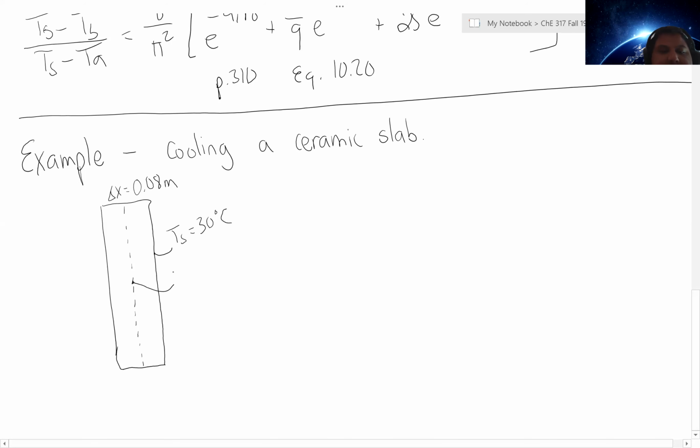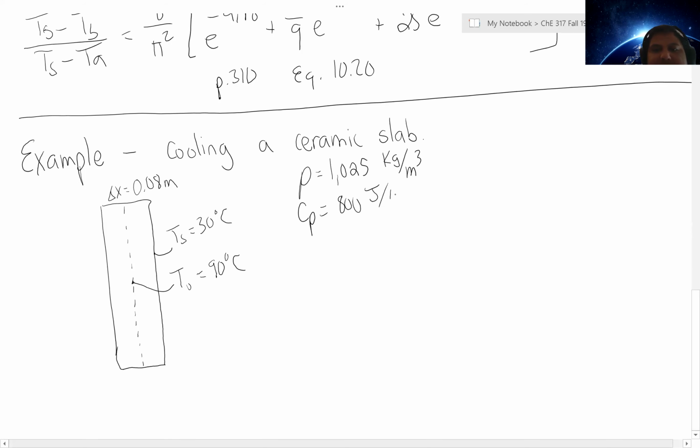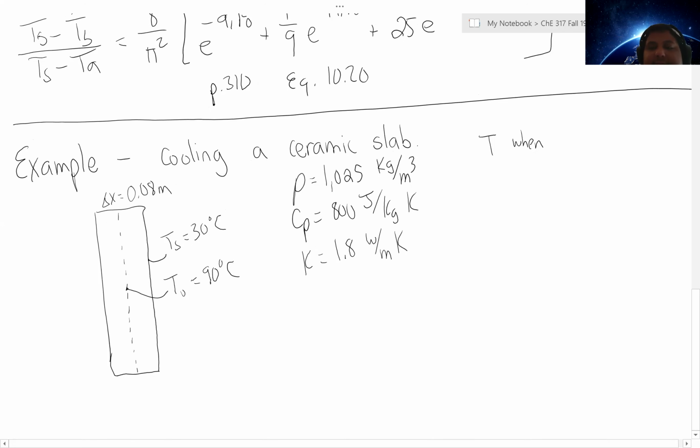And the properties as provided: the density is 1025 kilograms per cubic meter. The heat capacity is approximately 800 joules per kilogram Kelvin. And thermal conductivity is 1.8 watts per meter Kelvin. So we're looking at what is T when little t, time, is 3 minutes or 180 seconds, and x is both S for the center and 1/2 S for halfway from the surface to the center.